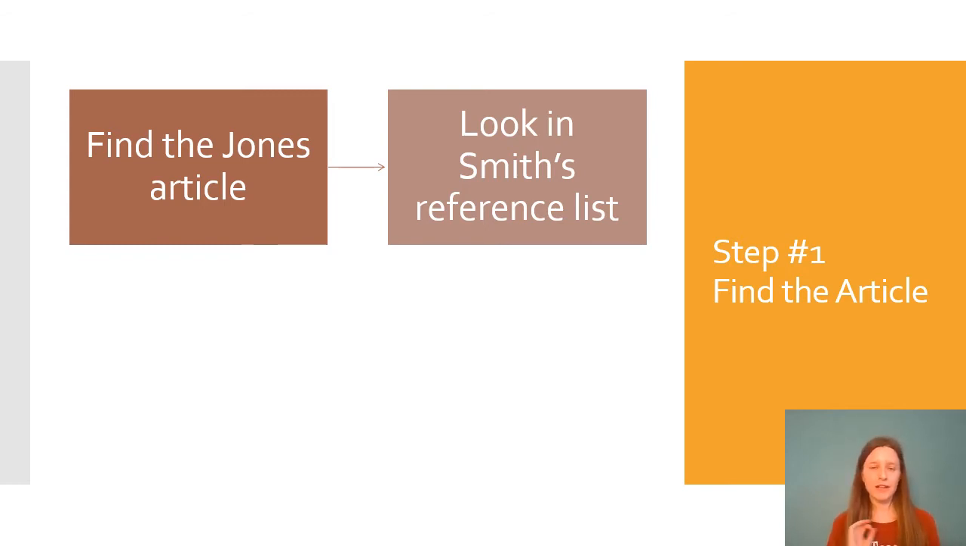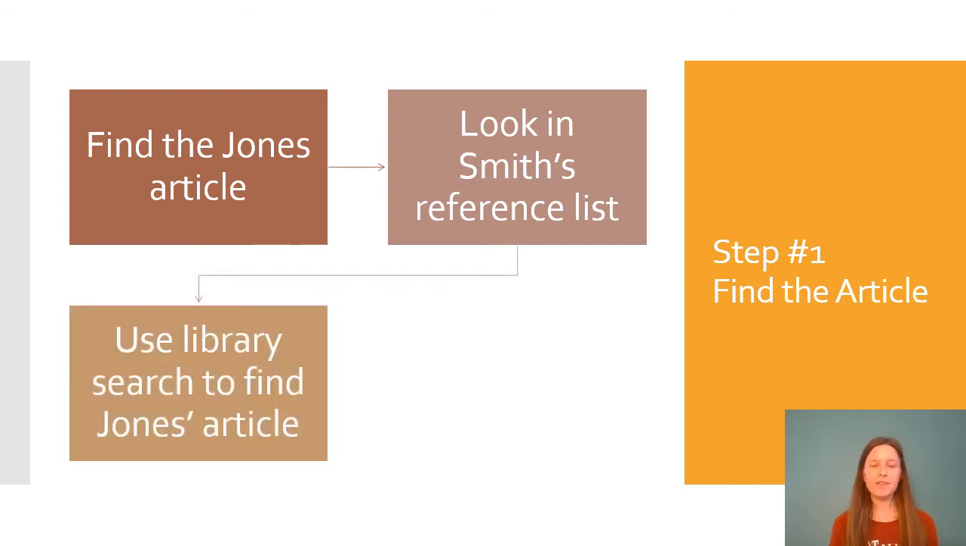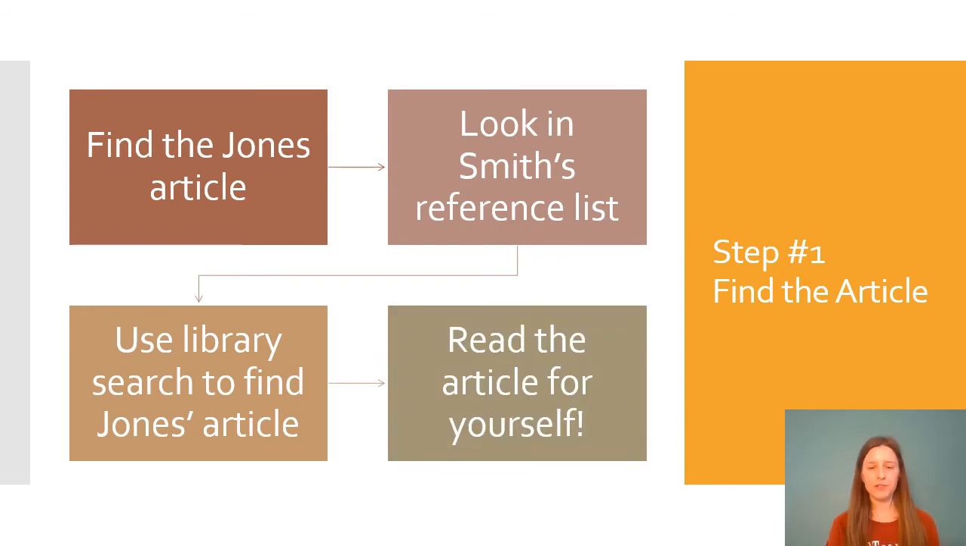So go look, find that publication information in Smith's reference list, and then go to the library website and do a search to find Jones's article. Hopefully, if you type in Jones's name and the article title, potentially the journal title, that sort of thing, it should just pop up. And then you can read all of Jones's article, read it for yourself, make sure that it says what Smith was saying it says, and then you can quote it directly.